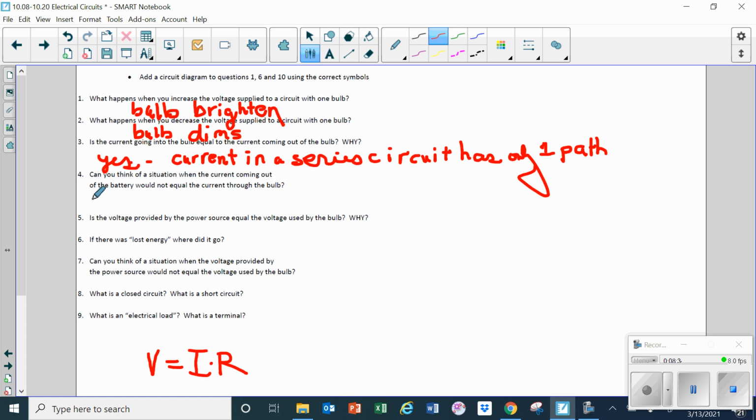Well, yeah, I can. It would be if instead of a series circuit, I had a parallel circuit. And in that parallel circuit, I would have a bulb on each branch of the circuit. Okay. Now the next question, it says, is the voltage provided by the power source equal to the voltage used by the bulb? Well, let's find out.